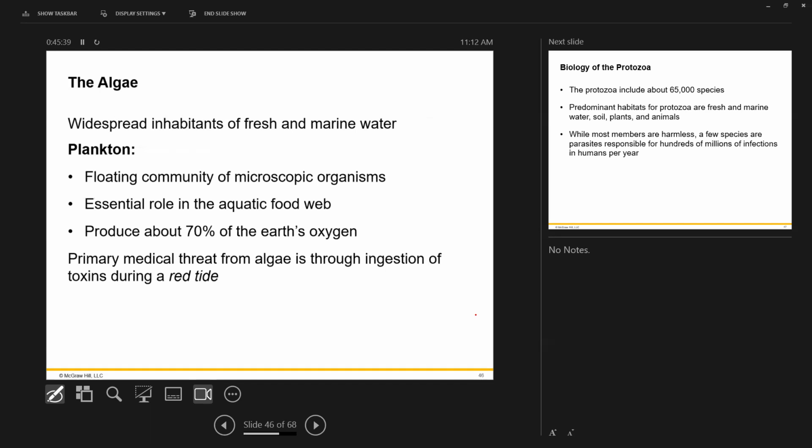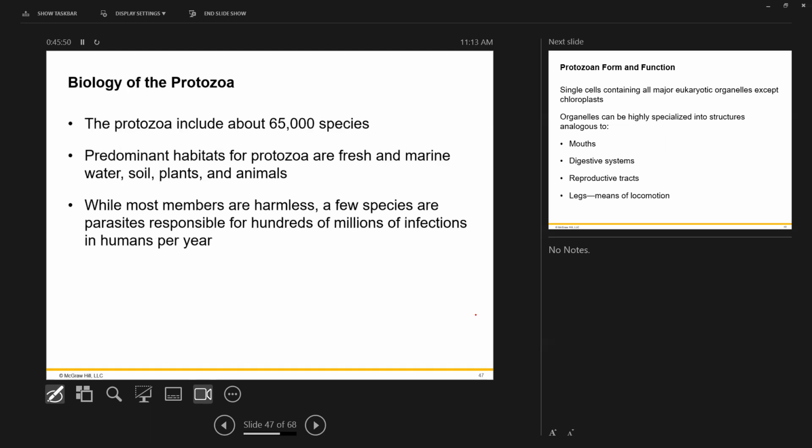I don't understand enough about it. But the algae are responsible, especially in the form of the plankton algae, for most of the oxygen on Earth, so 70% of it. So they're important, but that's about all I'm going to tell you about them. Next, we're going to go to the protozoa.